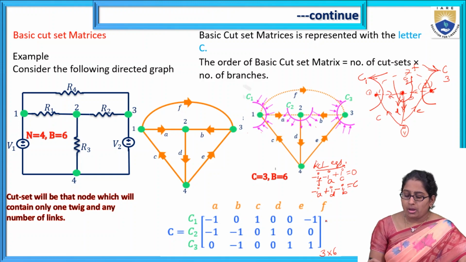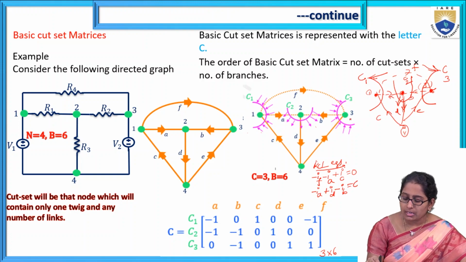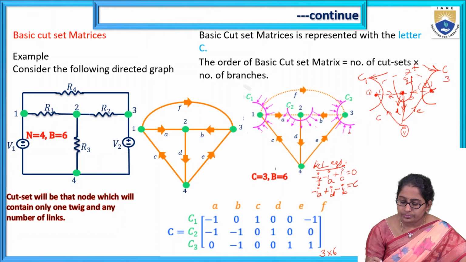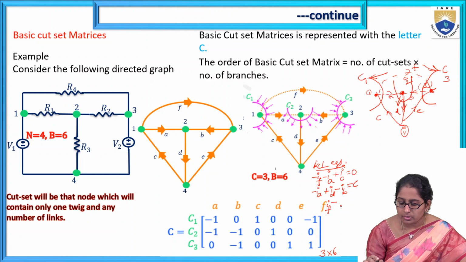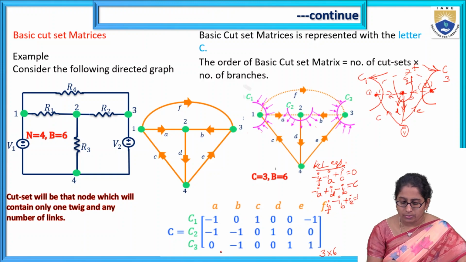Now cut set 3. If you look at cut set 3, there is plus IF, minus IB, plus IA. So you can come to the equation: IA not there, IB is minus 1, IC not there, ID not there, zeros, IE is plus IE, IF is plus. That is how the equations are written, and we put that in matrix format.